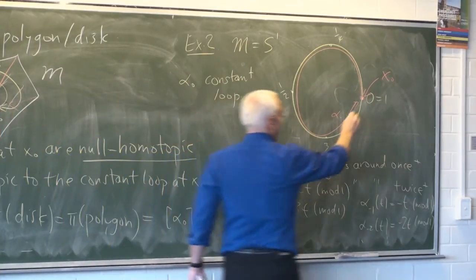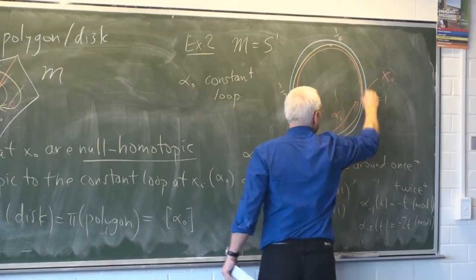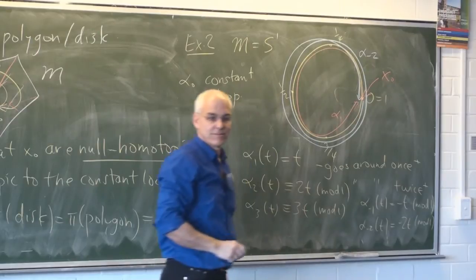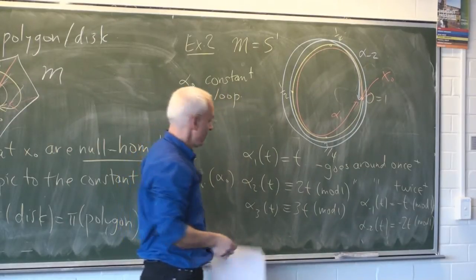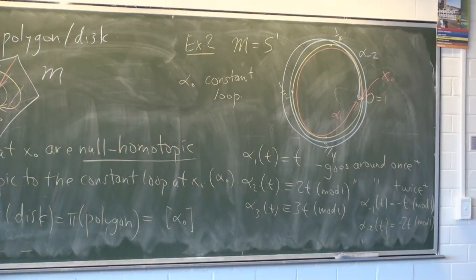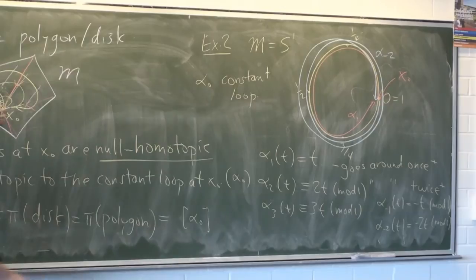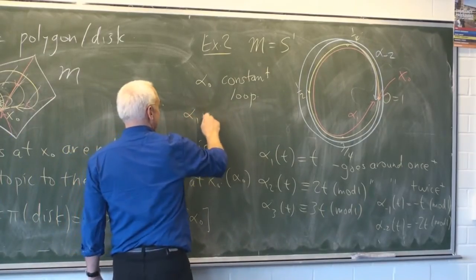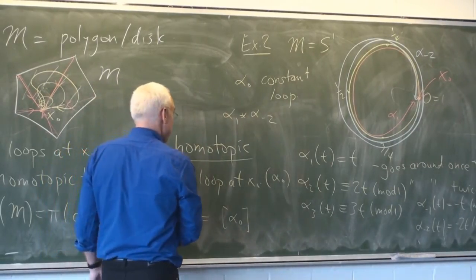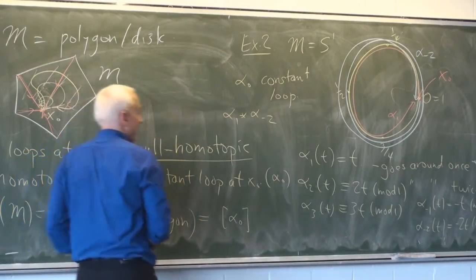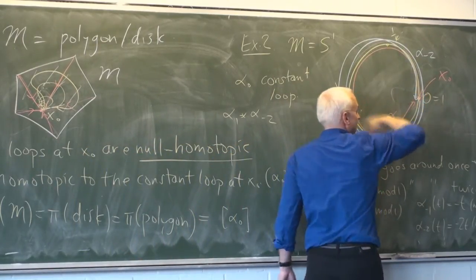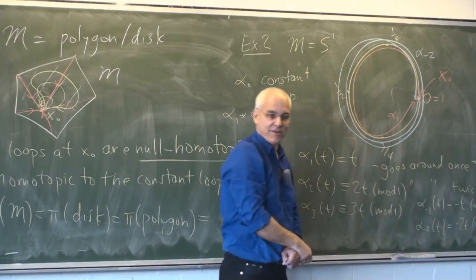Here's alpha minus 2. Alpha minus 2 would go around once and then twice. So that'd be alpha minus 2. And so on. And then how does the multiplication look like? Well, if we took alpha 1 and we multiplied it by alpha minus 2, then that would be the loop that went around there and then went around twice in the opposite direction.